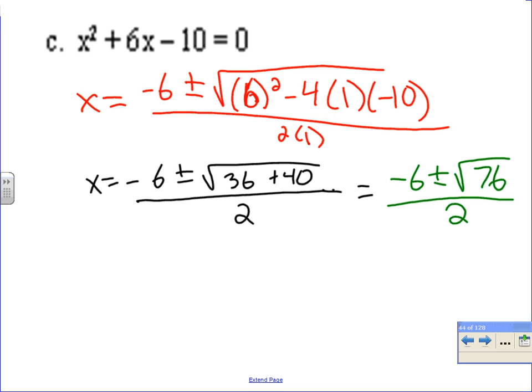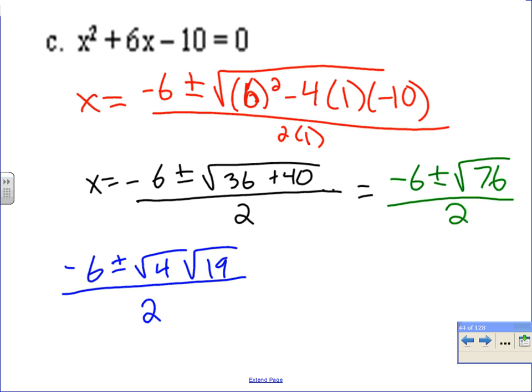If I go too fast, please tell me. What can we change 76 to? Something times something is 76, but one of them is a perfect square. Good job, Kyle and Eric. Who else? Brianna, what times what is 76? One of them is a perfect square. You guys are good at mental math. Kyle, what do you think? Good. So negative 6 plus or minus the square root of 4 times the square root of 19, all over 2. Eric, you had the same thing, right? You were going to say 4 times 19? Okay.